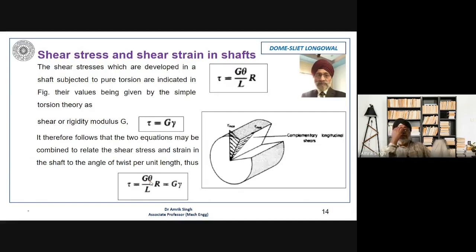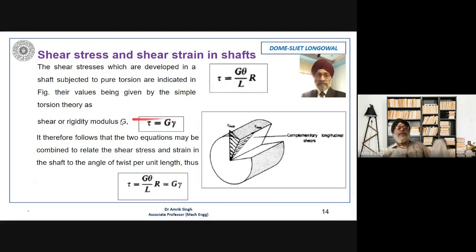Now, how the shear stress and the shear strain vary in the shaft. The shear stresses which are developed in a shaft subjected to pure torsion are indicated in this figure. You see at the center it is 0 and at the end it is maximum, tau max. Okay, so it will be in both. In this direction the shear stress will be developed, and in this direction the complementary shear stress, the longitudinal shear stress, will be developed.